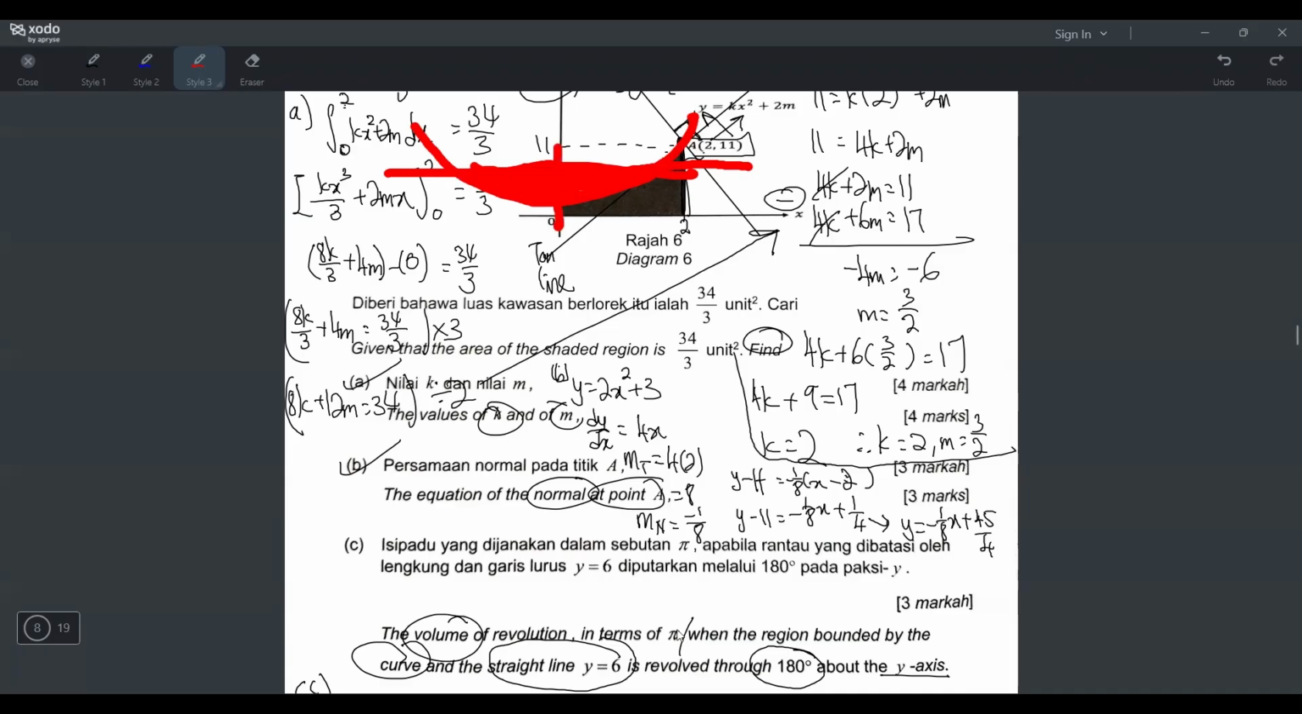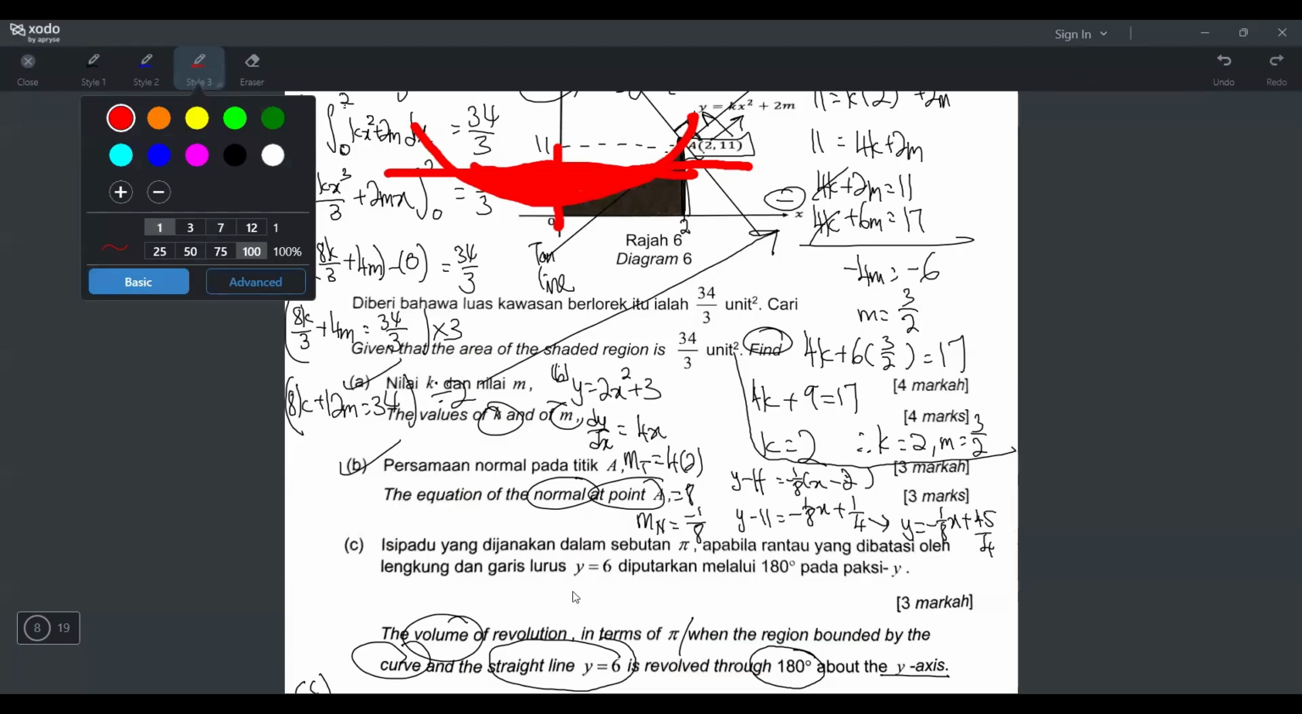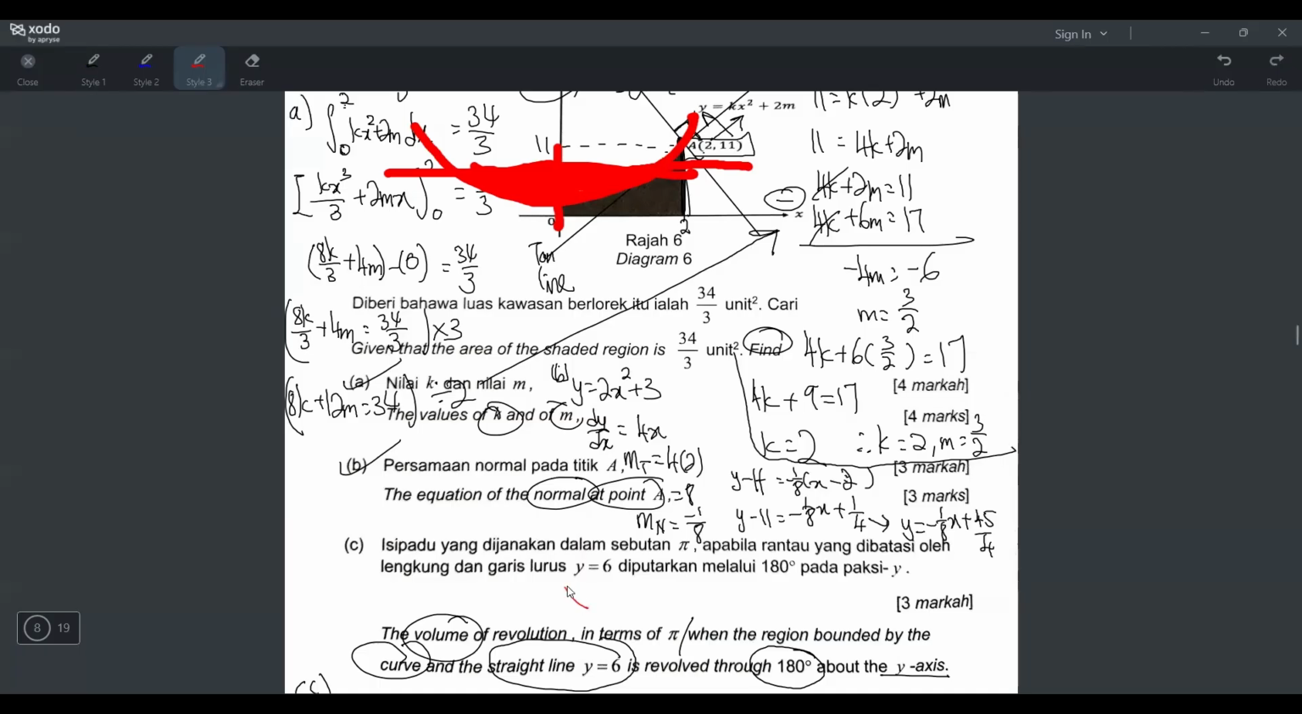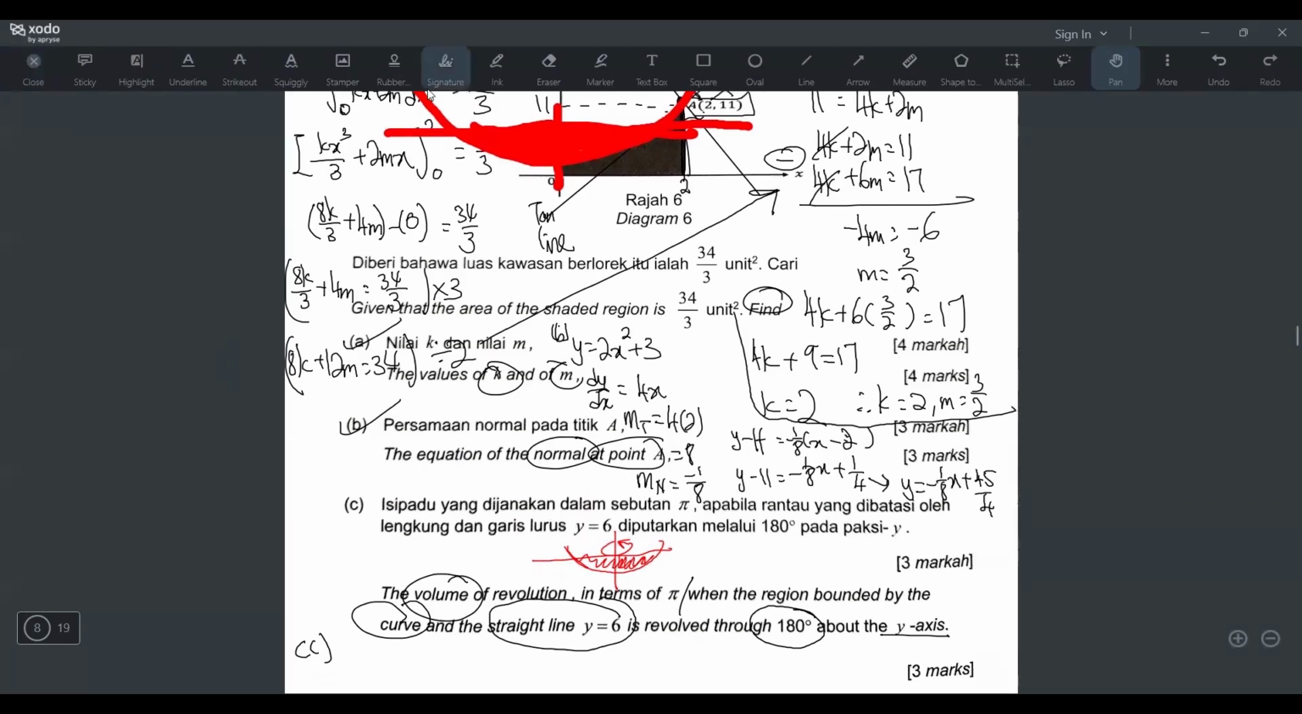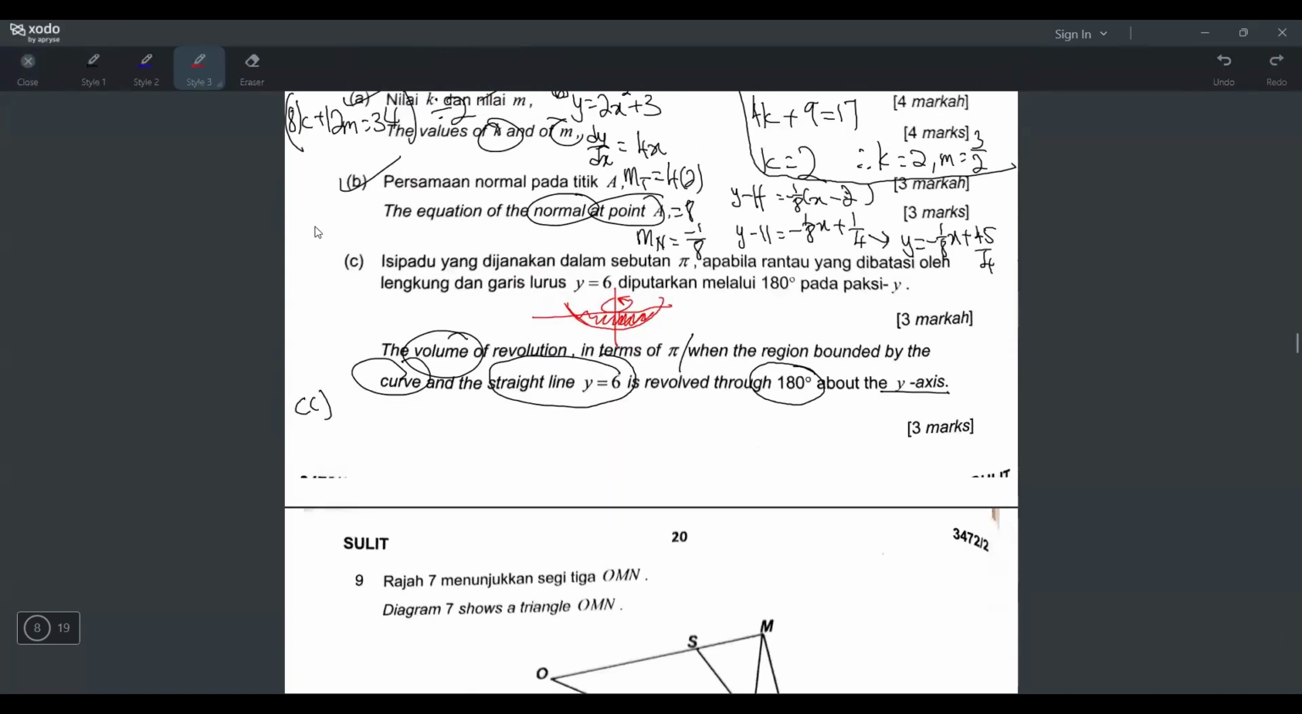So find the volume when the region bounded by the curve and straight line y equals 6 is revolved. I think the region they are referring to is this region right here. It's not just half of it, it's actually the whole thing. And then rotate 180. Yeah, I think that's what they meant. And don't forget the numbers you have are 11 and 3. Okay, now we can use the formula to integrate.